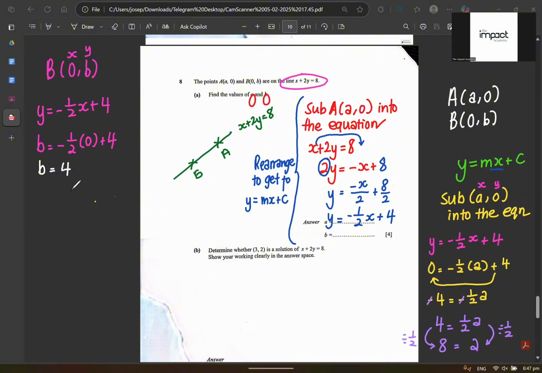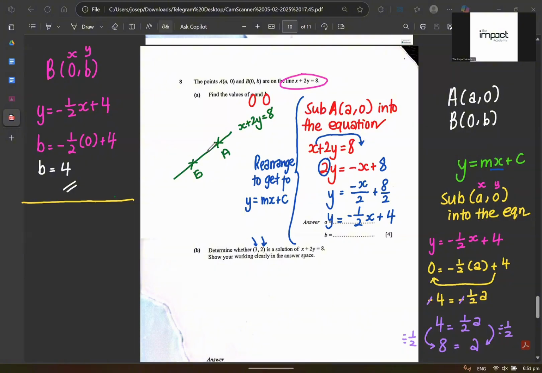All right. So this is way easier, right? Because you have already done the hard work in front. You get what I'm trying to say? All right. Good. That's very good. Now, the next one says what? Determine whether, that means they want you to check whether 3, 2 is a solution of x plus 2y equals to 8. What does that mean to you? Whether 3, 2 sits on the line. Whether 3, 2 is on the line together with b and a.